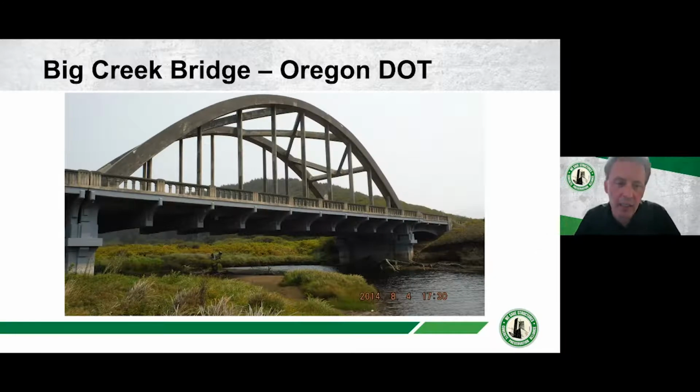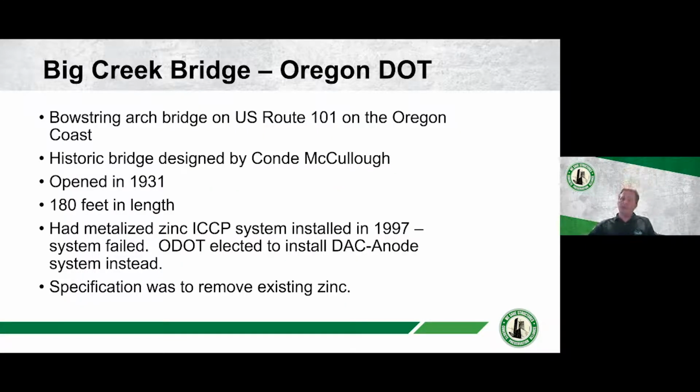Again, this was an Oregon DOT project. This is just up the road from Yaquina. It's a bowstring arch bridge on US Route 101, right on the coast. This one was designed by Conde McCullough, so was Yaquina Bay, opened in 1931.